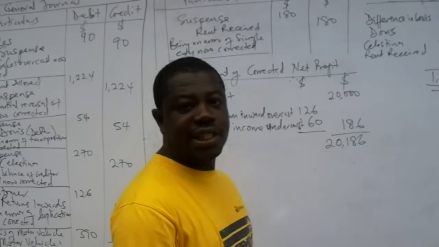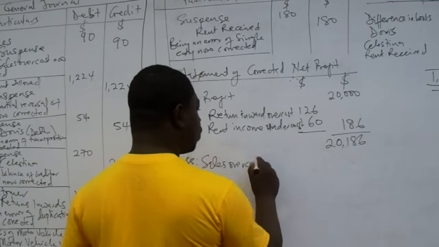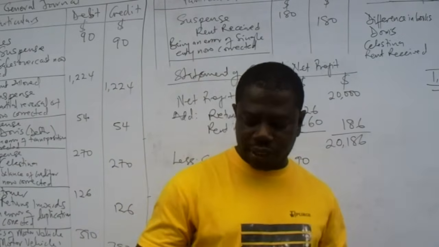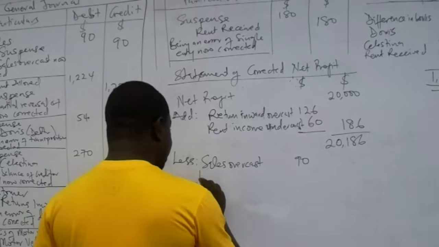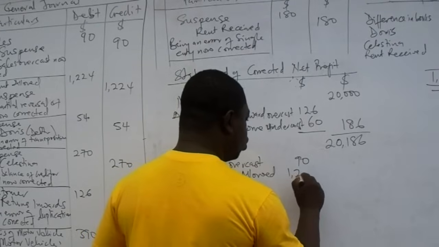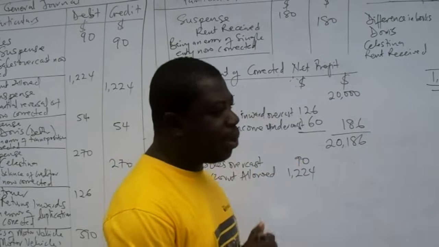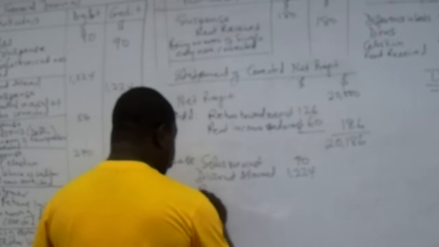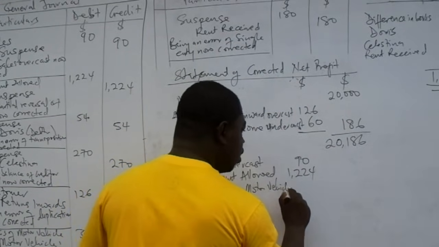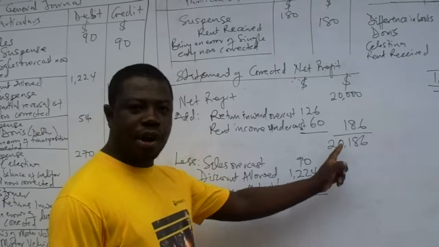And now we less the items that are supposed to be less out of the profit. And so we start with our sales overcast. Remember, we spoke about it. So there is a sales overcast of 90. And then also there was a discount allowed. Remember, so discount allowed also is 1,224. That is a double effect. And then finally, we have repairs of motor vehicle that was not even recorded. So repairs of motor vehicles, which is $390.